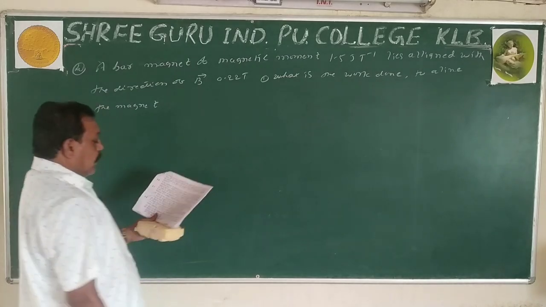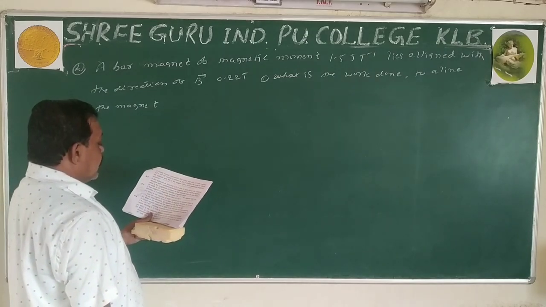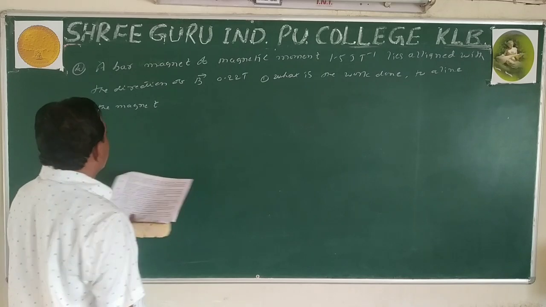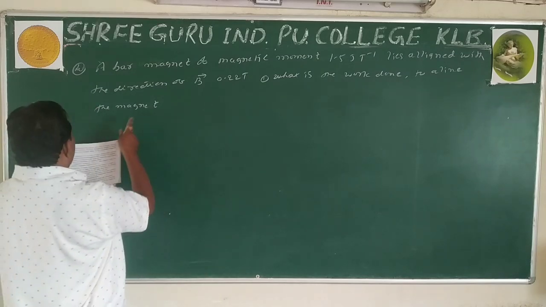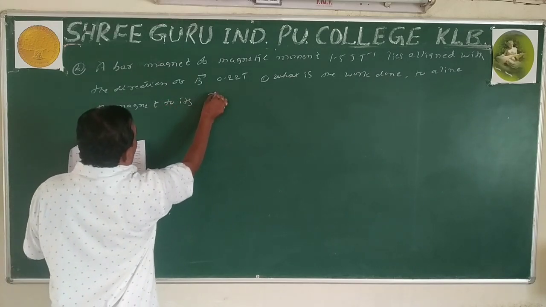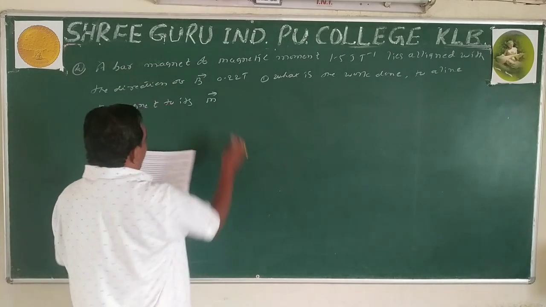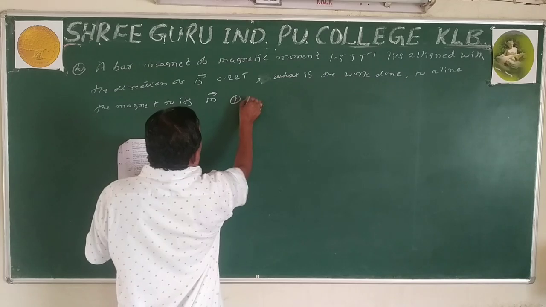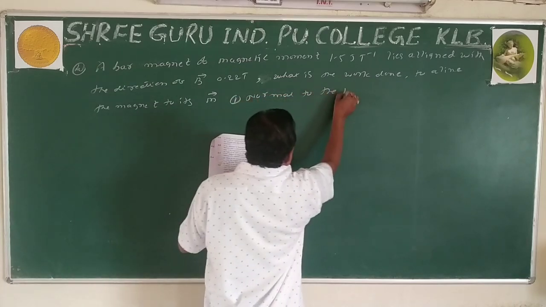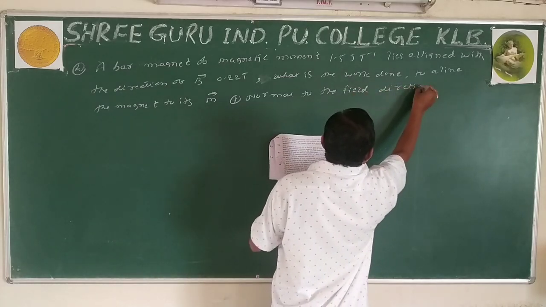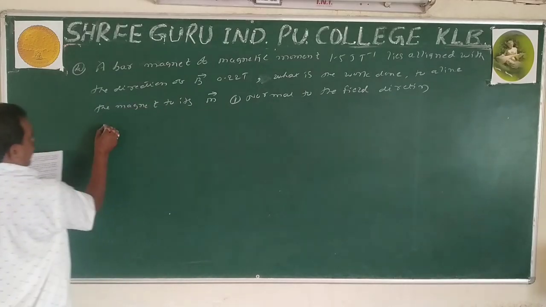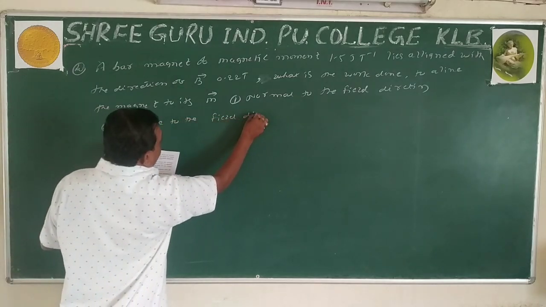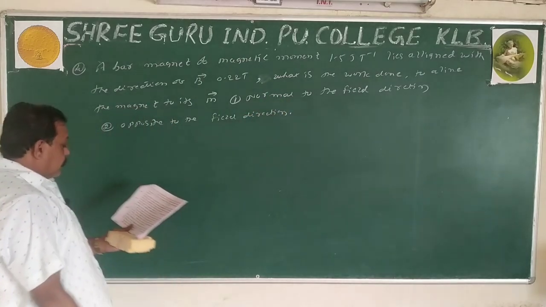What is the work done to align the magnet so that its magnetic moment is: number 1, normal to the field direction; number 2, opposite to the field direction.